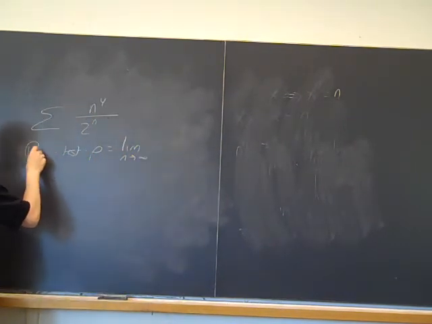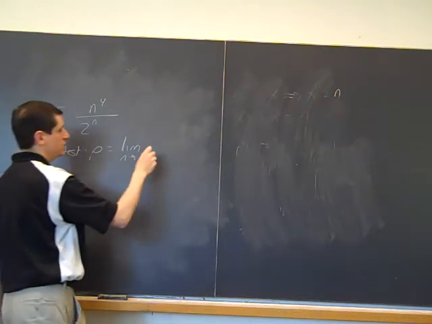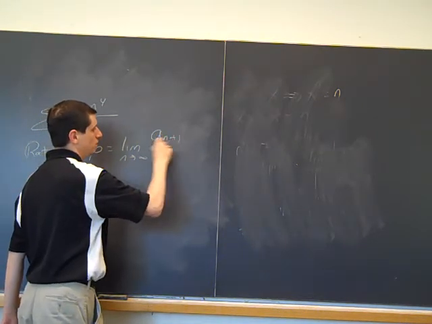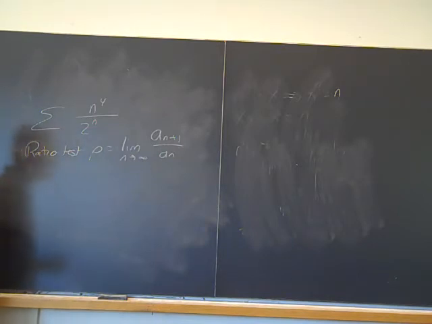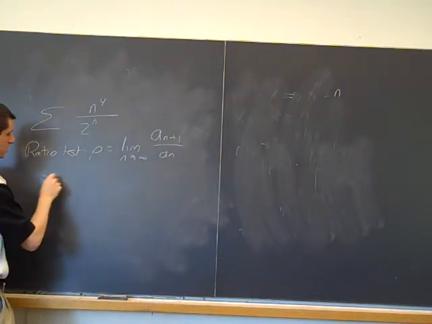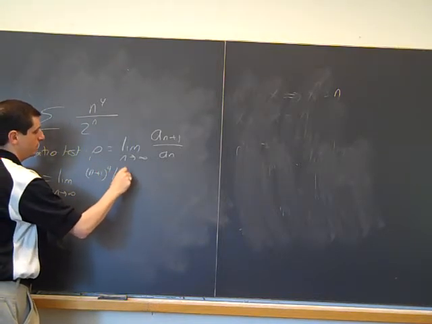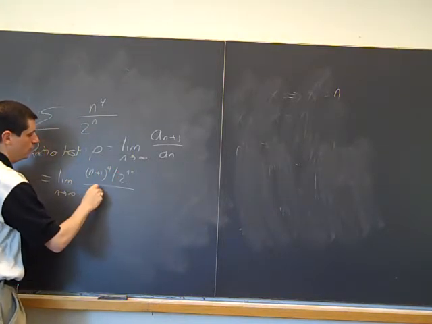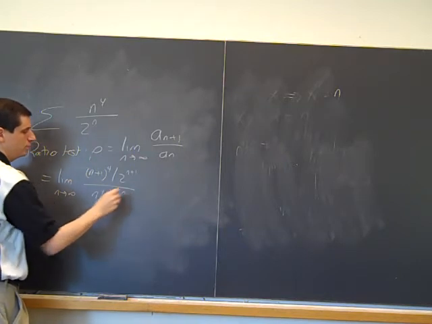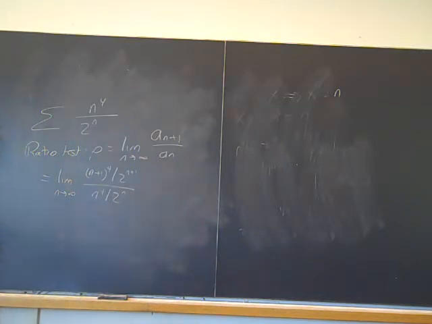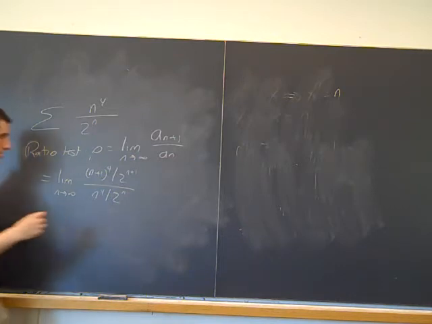So ratio test is going to be the limit of a_{n+1} over a_n. So this is going to be the limit as n goes to infinity of (n+1)^4 divided by 2^(n+1) over n^4 over 2^n. And now it's just algebra. Calculus is done. That's one of the things that makes these tests hard to use.